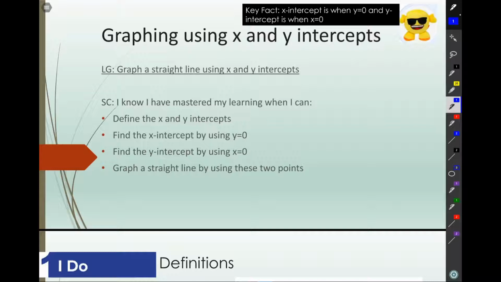Hello everyone. Today's lesson is going to be about graphing using x and y intercepts. What we're going to look at today is what exactly the x and y intercepts are, how to find the coordinates of those points, and we're going to do that by setting one of the variables to 0. Then we'll use these 2 points, the x and y intercept, to graph the line.